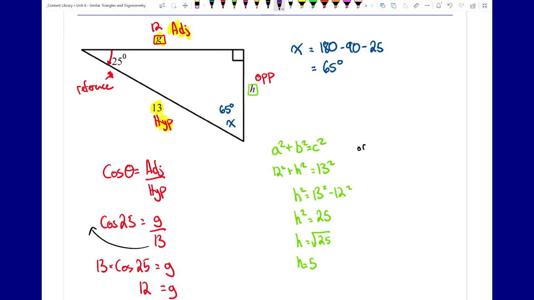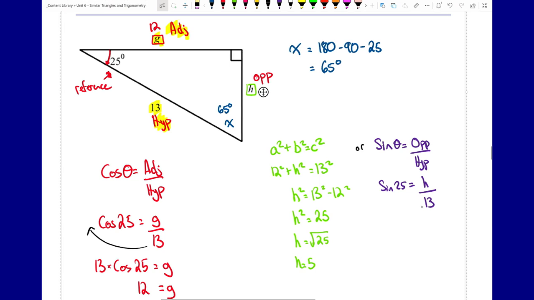So that's one option, or we can use trig. So we can use trig based off of the sides that we labeled for the angle of 25, but now that we're dealing with the opposite, and we'll say the hypotenuse, right? Just because we're confident that the hypotenuse is correct. So opposite and hypotenuse is sine. So sine theta equals opposite over hypotenuse. Sine of 25 is equal to h over 13.